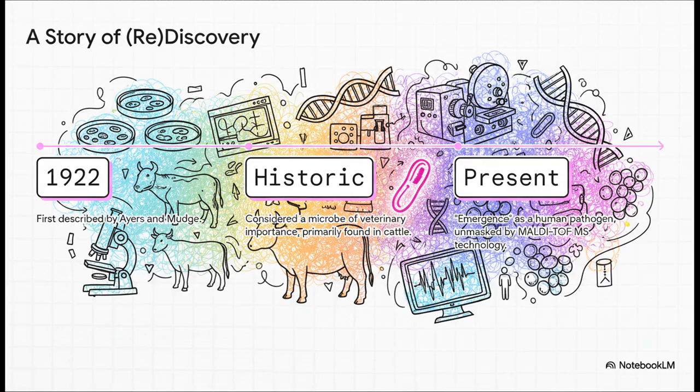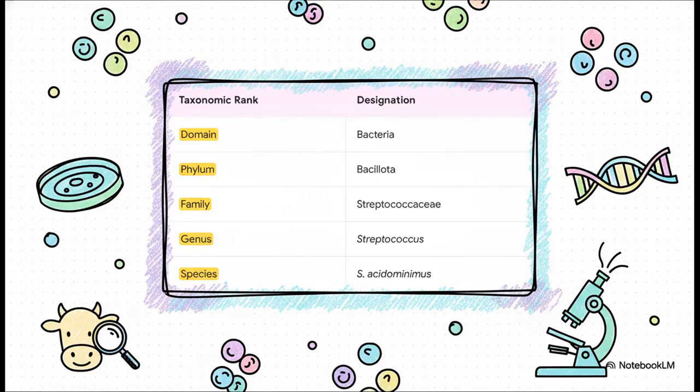For decades, it was probably just getting misidentified or lumped in with the rest of the viridans group strep. But now, with technologies like MALDI-TOF MS becoming routine, we've basically unmasked a threat that was hiding in plain sight all along. And its formal classification, this is really important.